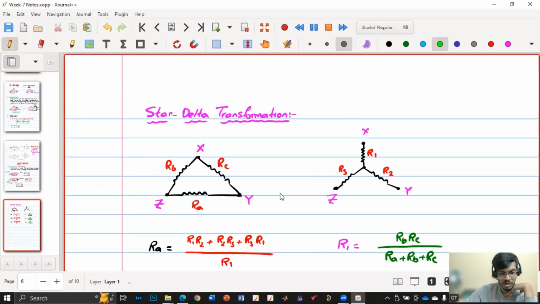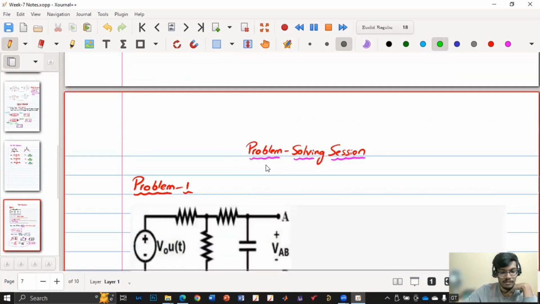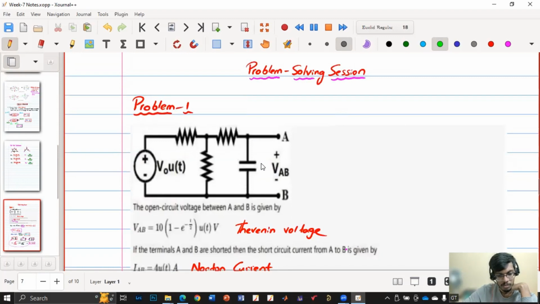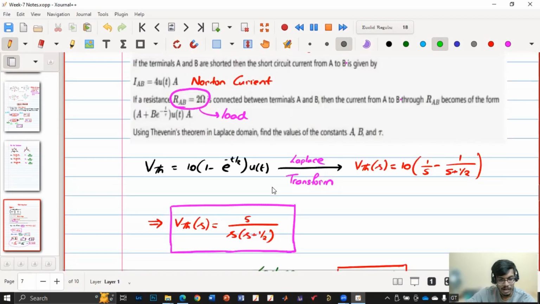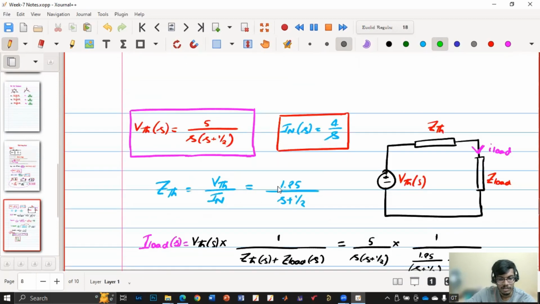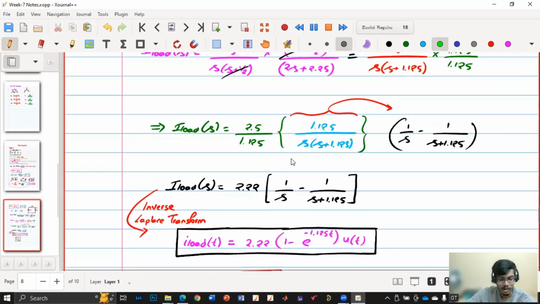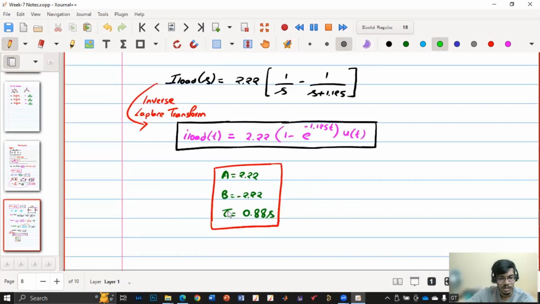In any circuit, you could easily solve if you directly convert into star or delta, depending upon the application. Then we solved a few problems. In problem 1, we considered Thevenin's theorem. The Thevenin voltage and Norton current are given. We calculated the Thevenin impedance, then applied Thevenin's theorem to calculate the current, and applied the inverse Laplace transform to get these things.